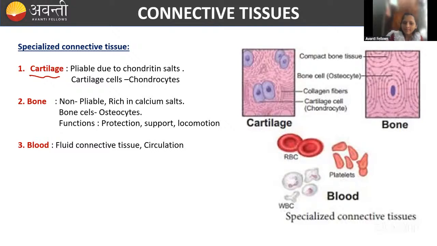It is pliable because it consists of the salt, that is nothing but the chondroitin salt. And which cells are present here in the cartilage? That is the chondrocytes. Remember, guys, chondrocytes. Chondrocyte cells are there, and chondroitin salt is there.